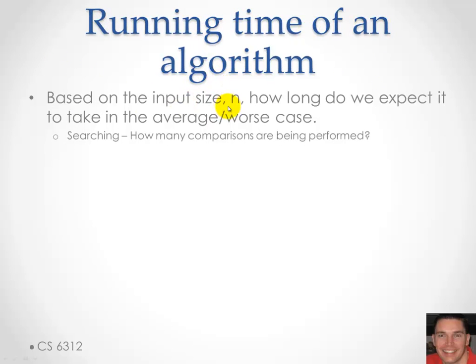Well, it's based on the input size. And what that running time is going to represent is how long on average, or particularly in the worst case, it is going to take for this algorithm to complete. So when we're doing searching, what we're interested in is how many elements I need to compare against before I'm able to find my element. So we want to know in the worst case what that's going to be.